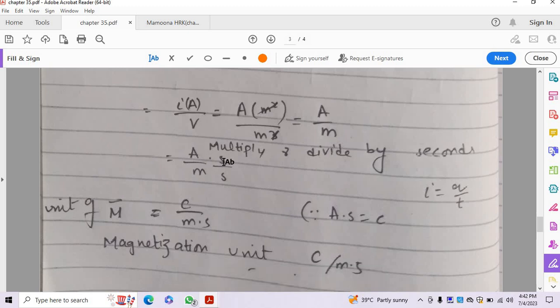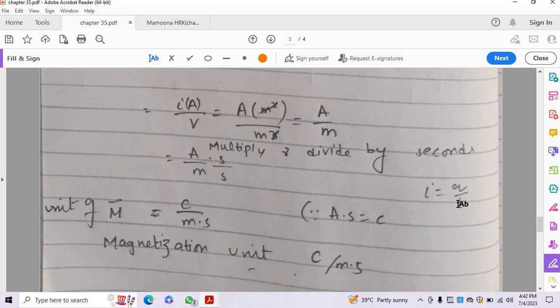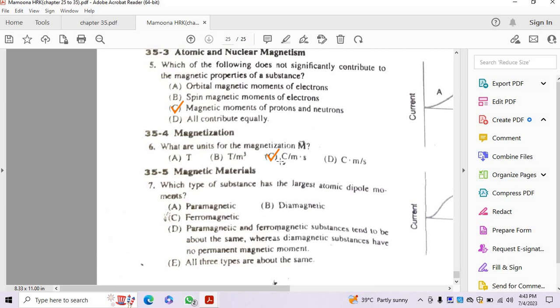So ampere second by meter second, as we know that ampere second is equal to coulomb by definition, as current is a flow of charge. So the charge could be written as I t, where the unit of I is ampere and the unit of time is second. So ampere second could be written as coulomb here. So coulomb per meter second is another unit of magnetization. So option C is the correct option, that is coulomb per meter second.